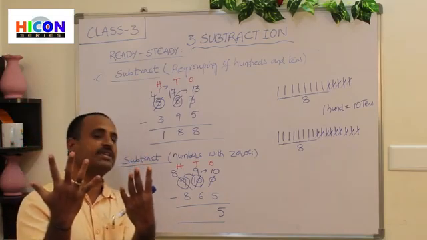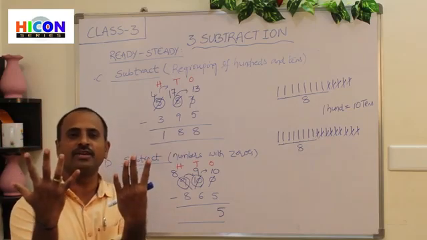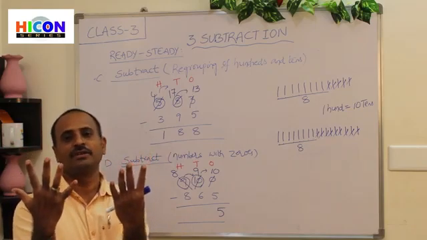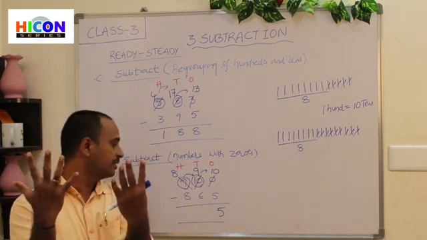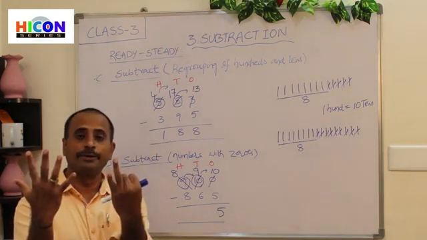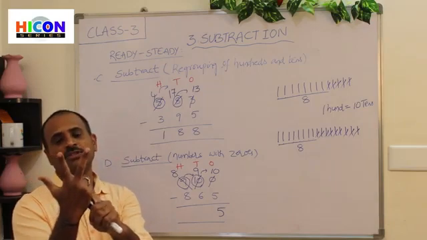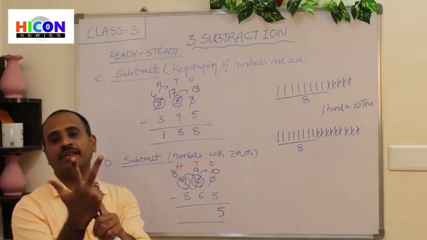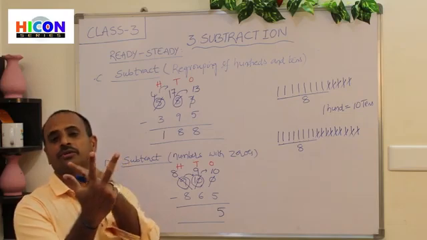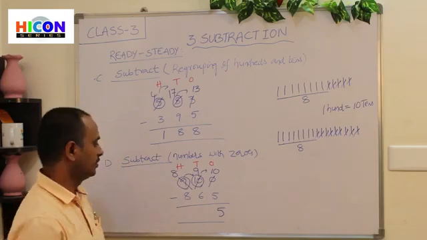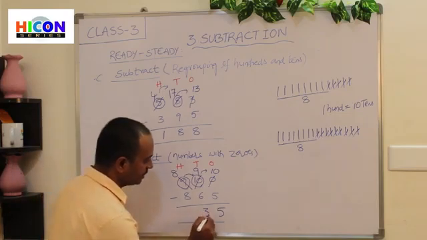So what is the second number? 6. So close 6 fingers among these 9 fingers. So children, see, I am closing 6 fingers. 1, 2, 3, 4, 5, 6. So children, how many fingers are left there? 1, 2, 3. So 3 fingers are left there. So write 3 under tens place.